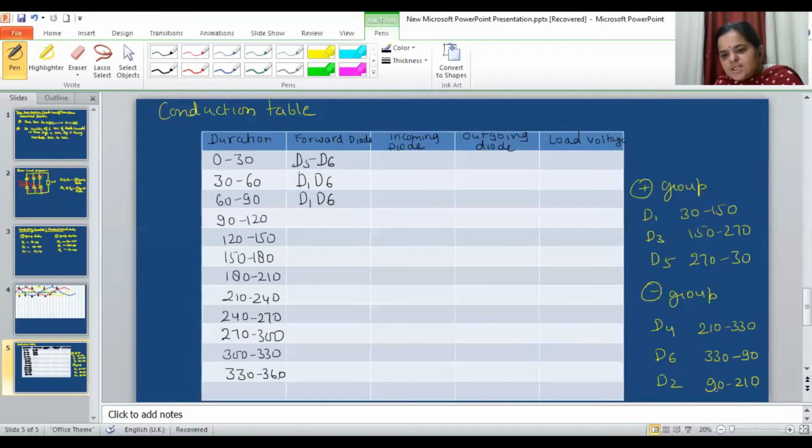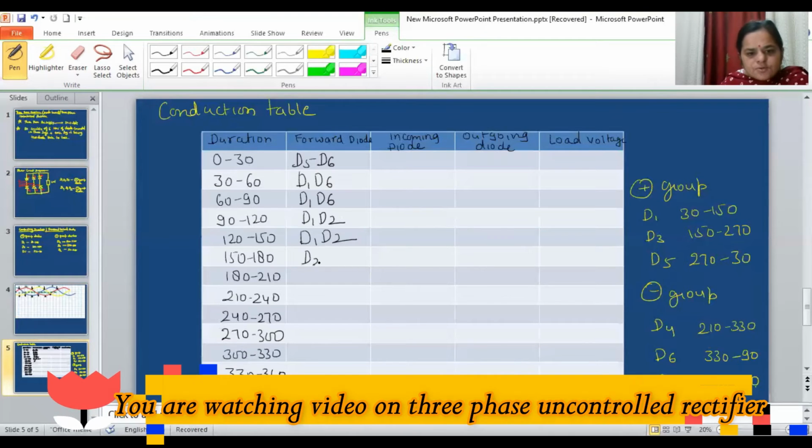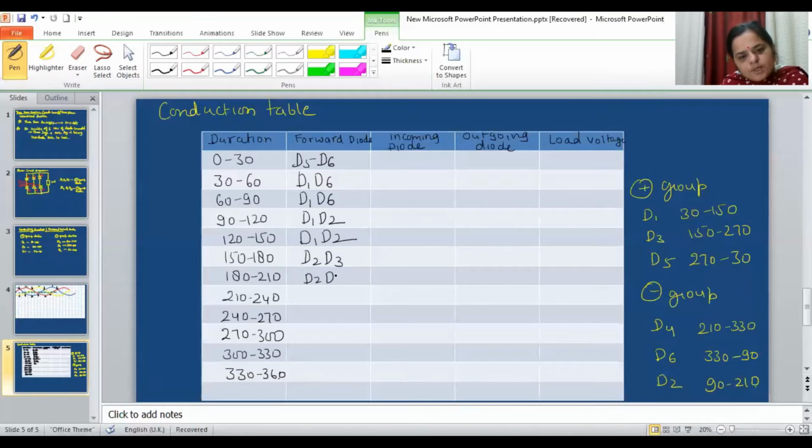90 to 120, D2 and D1. So D1, D2. Then 120 to 150, D1, D2. 150 to 180, D3 and D2. So D2, D3, D2, D3. Then D3, D4, D3, D4, D4, D4, and D5, D6. So this is how we will identify the forward biased diodes, and they will conduct in that duration only because they are diodes.